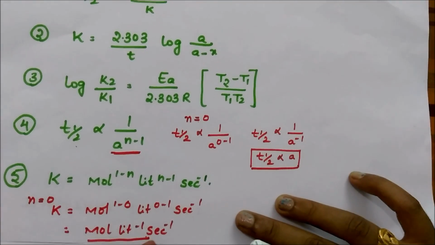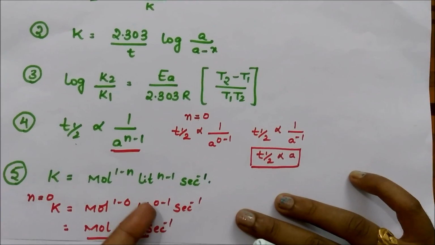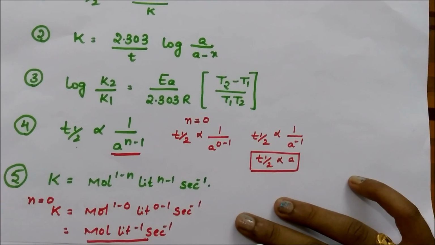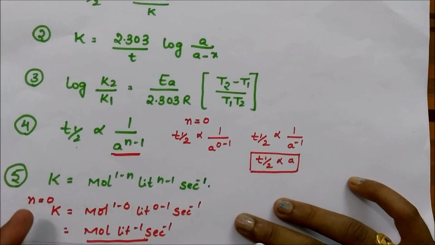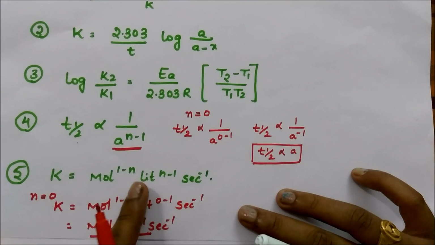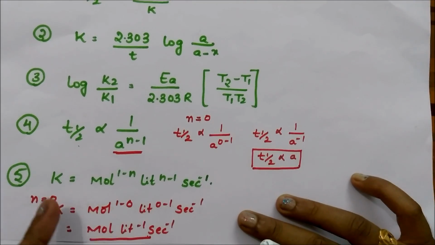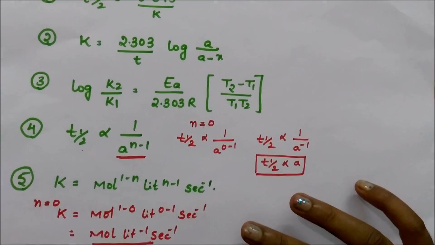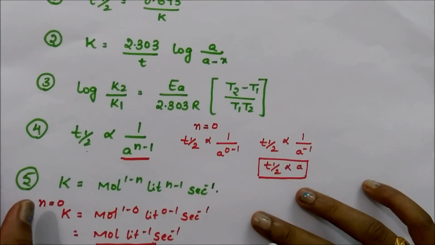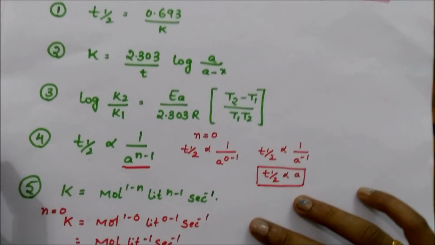In the same way, find the units for first order, second order and third order. Here work is just to substitute the n value. Suppose for first order n value is 1, substitute that 1 here and you will get the units for the rate constant. Let us see some important numericals by using these formulas.